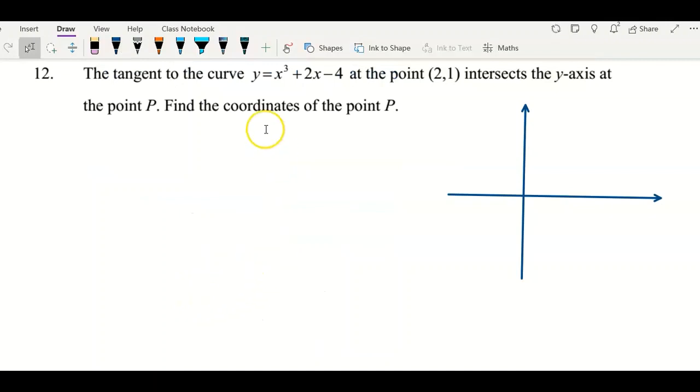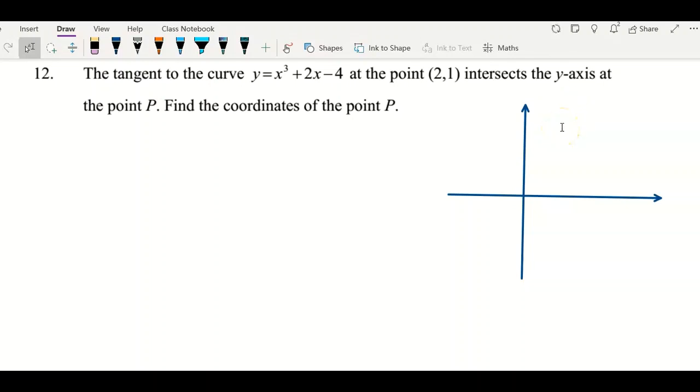Question 12. The tangent to the curve y equals x cubed plus 2x minus 4 at the point (2, 1) intersects the y-axis at the point P. Find the coordinates of the point P. Now, I want to get the tangent to the curve at the point (2, 1) first. Then it says the tangent intersects the y-axis at the point P. So when a line intersects the y-axis, it means the x-coordinate is equal to 0.